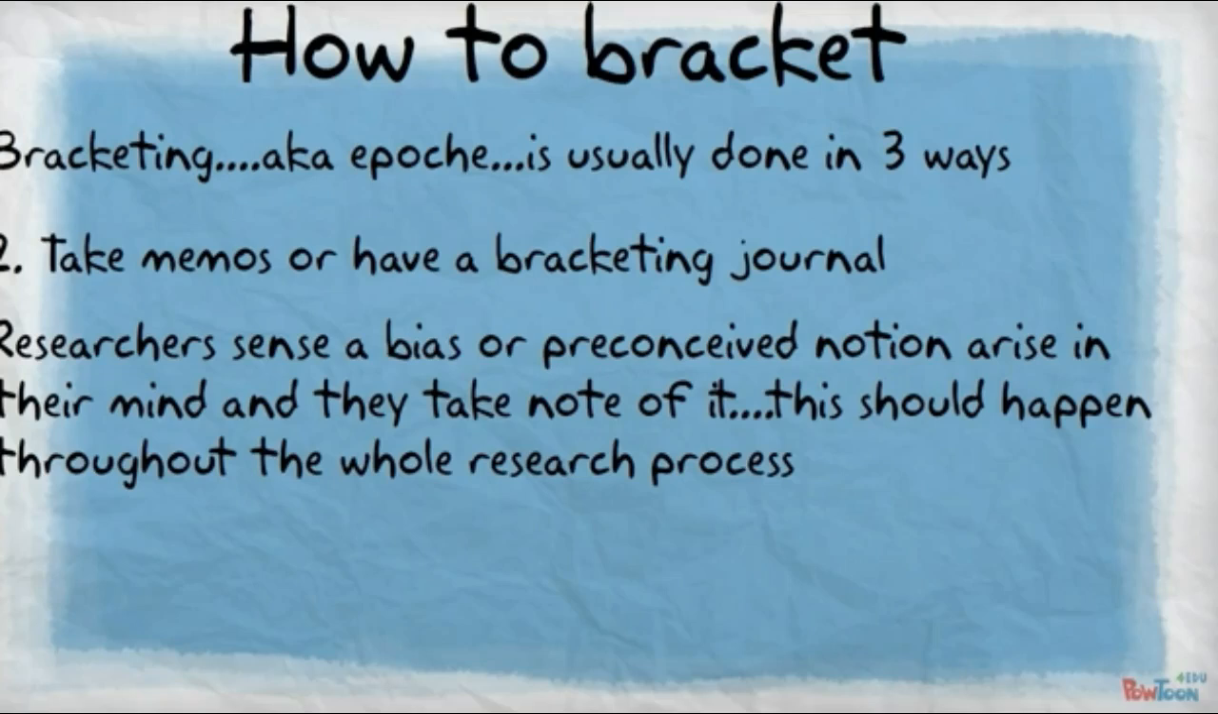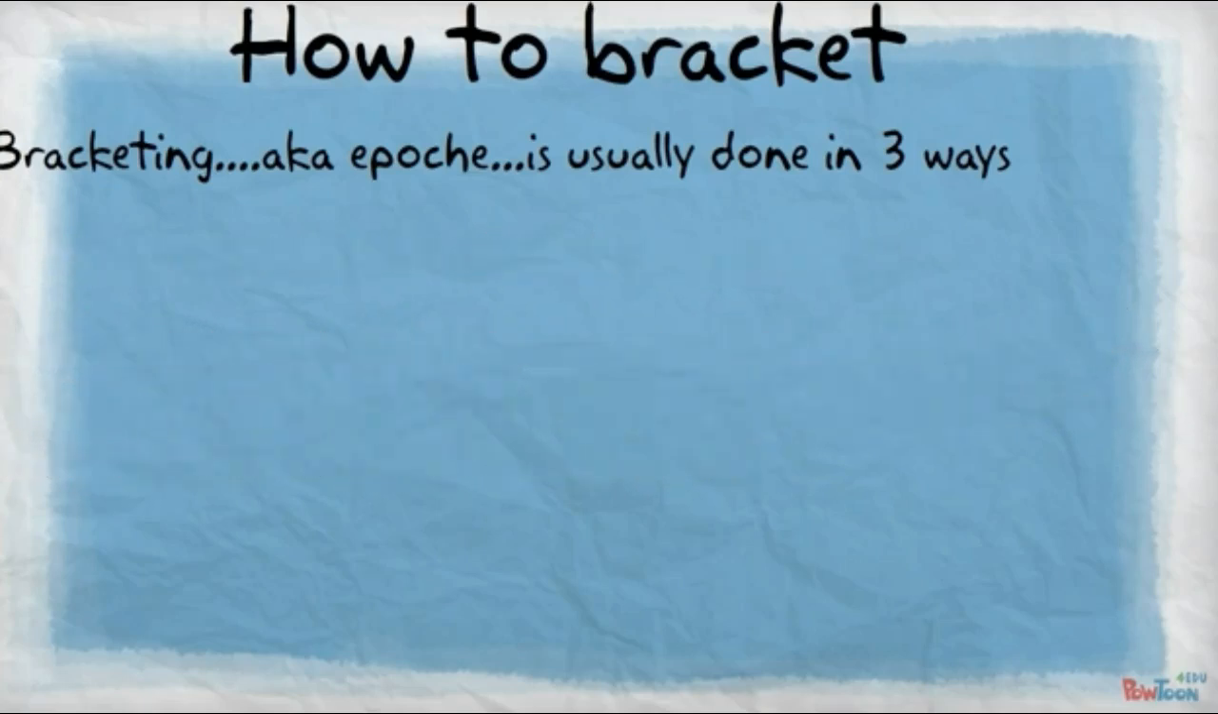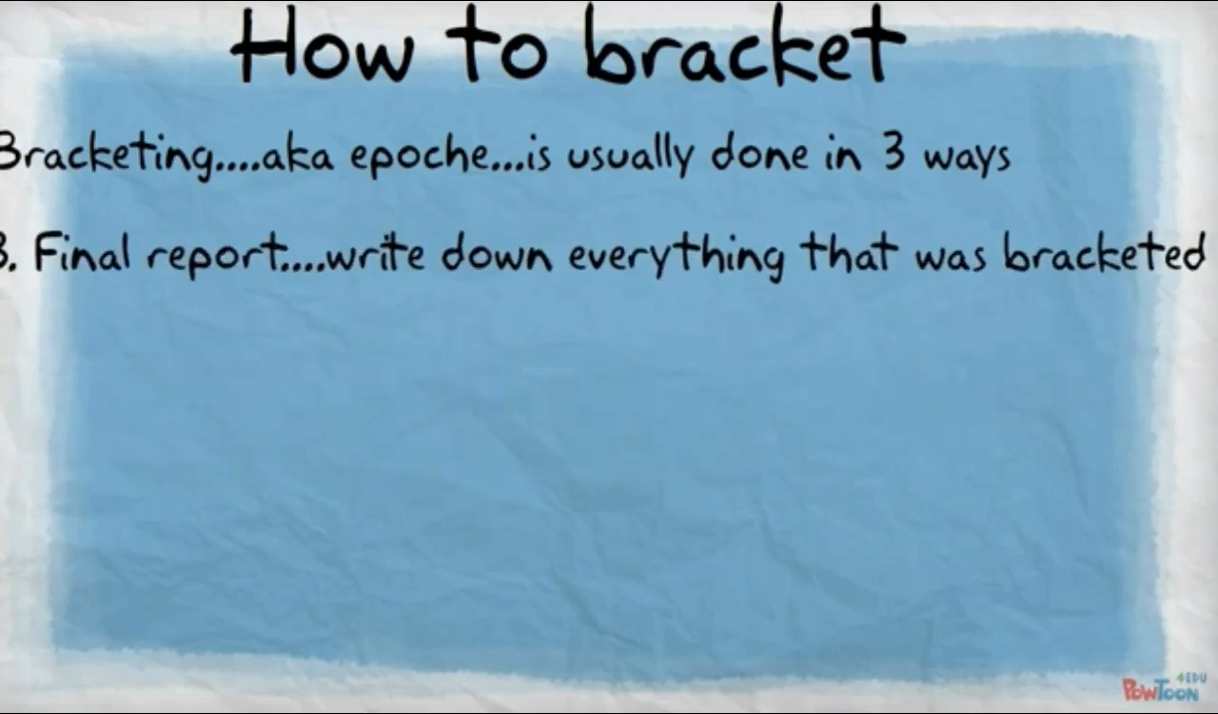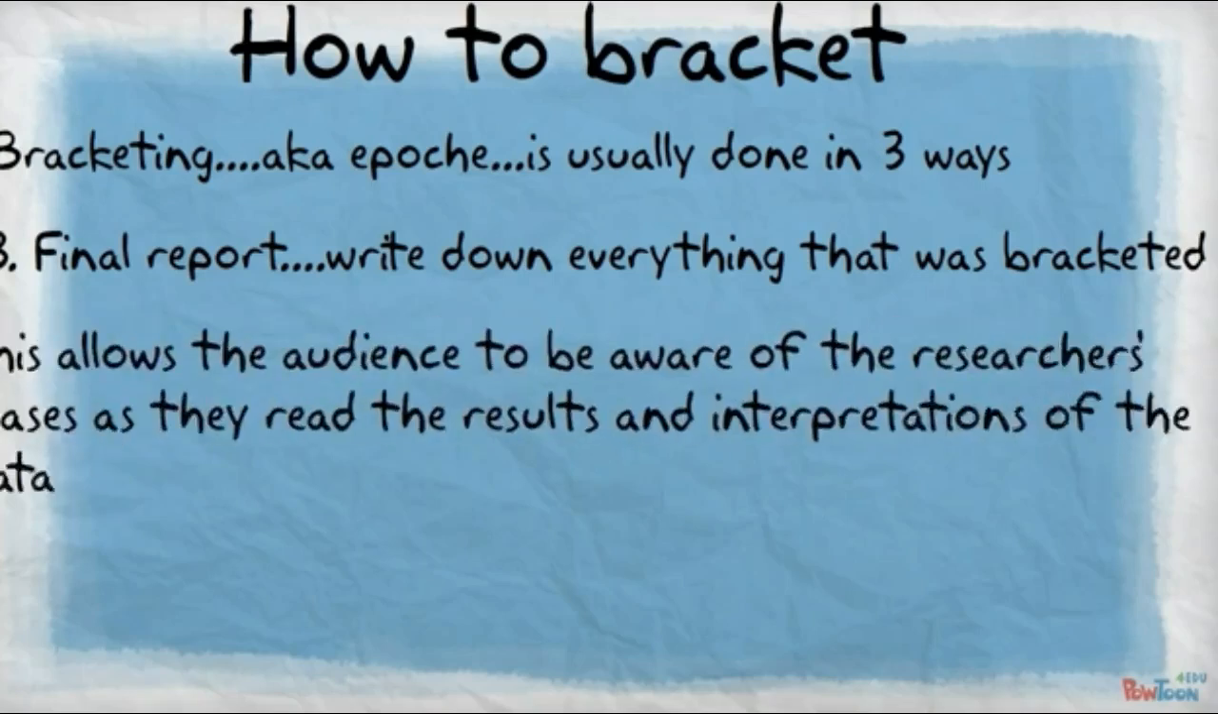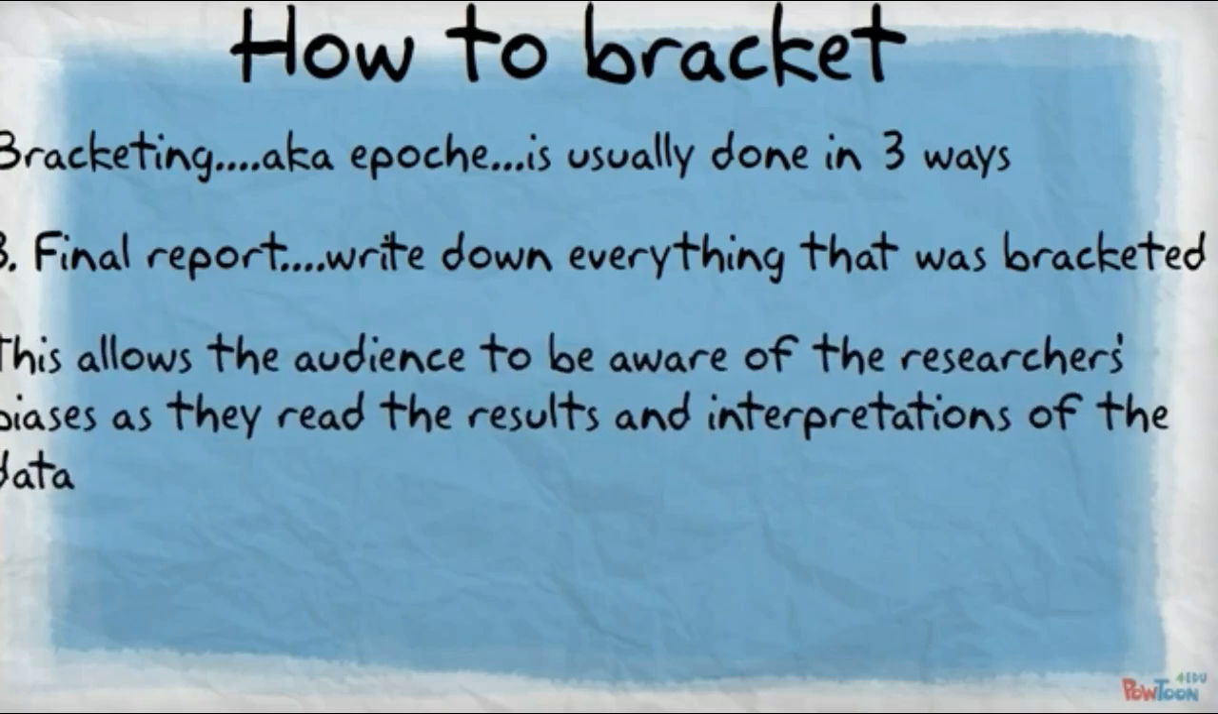This helps the researcher to be sure that they're keeping their biases, preconceived notions, and knowledge in check and having it on record to reflect on as the project continues. Finally, the researcher writes down their biases, past experience, and knowledge in the final research report itself. This allows the audience, the readers, to be aware of the researcher's biases and keep that in mind as they are reading the results and interpretations of the data.